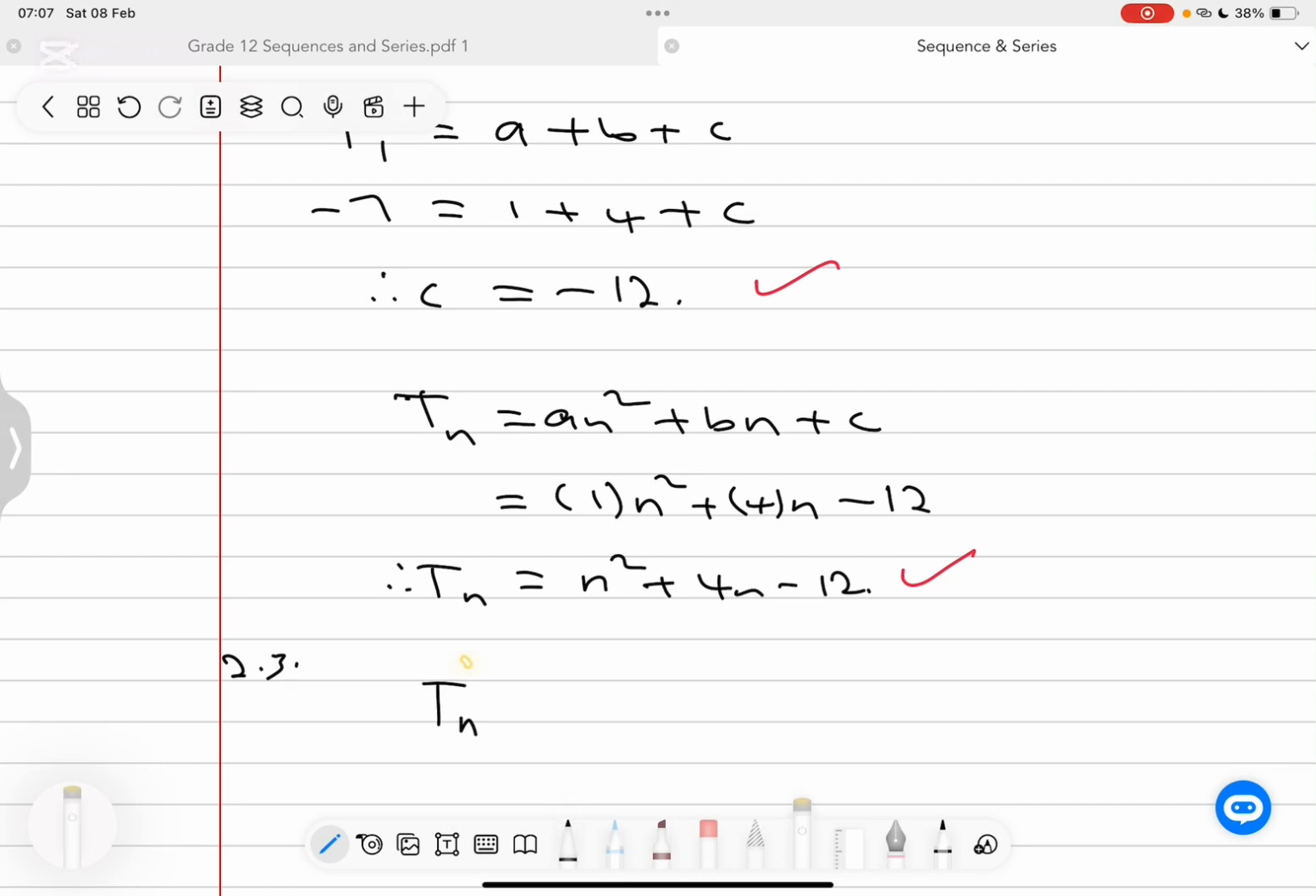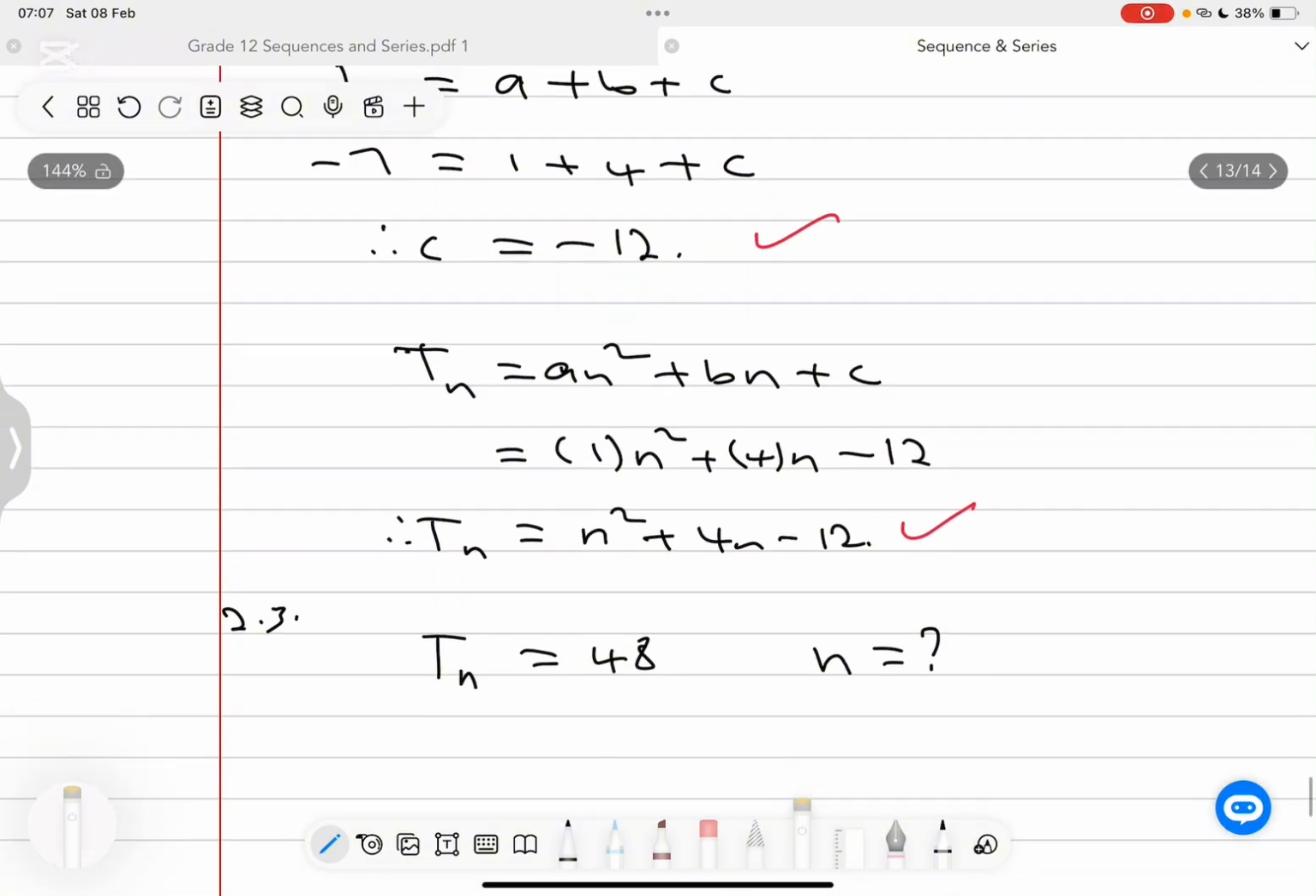we're looking for some term Tn that will be equal to 48, right? But that term, we don't know what n is, the number of terms. That means we have to find the number of terms to know which term this will be. Will it be the 10th term, the 15th term, that will give us 48? So we're looking for the number of terms, n.